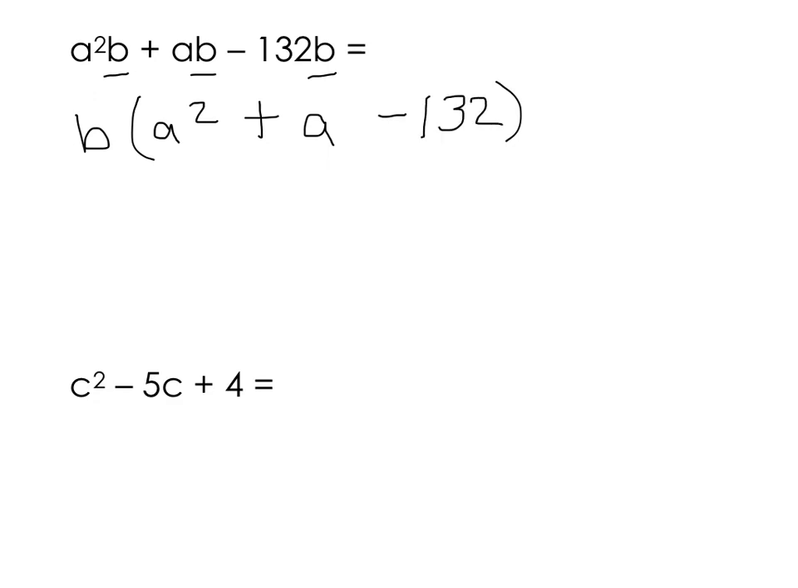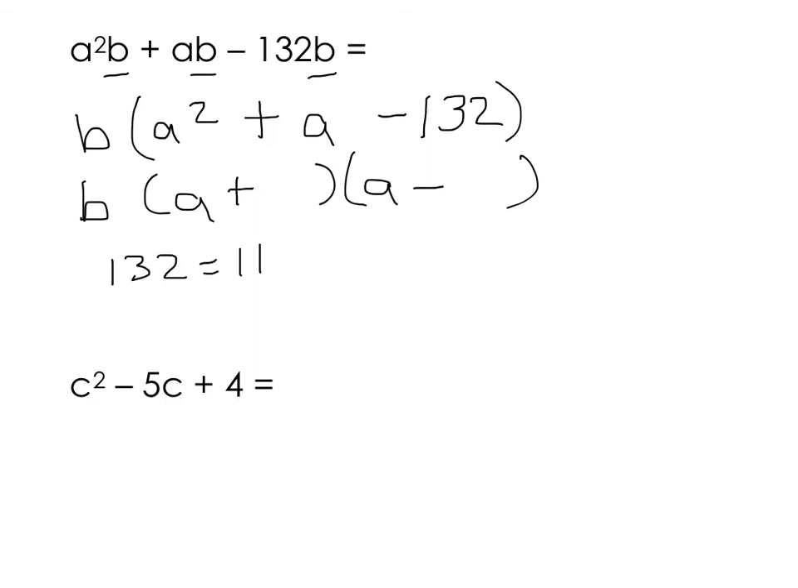So we factor out that b, and then we set up our double set of parentheses to factor this last part, this trinomial. So a squared is a times a. There's a minus 132. That means one is a plus, one is a minus. How can 132 be factored? 132 is 11 times 12. We need to put an 11 and a 12 in.